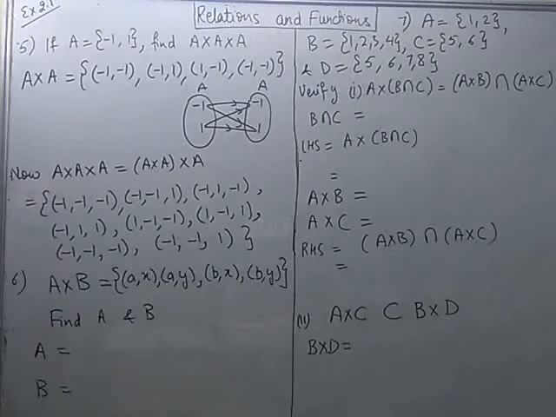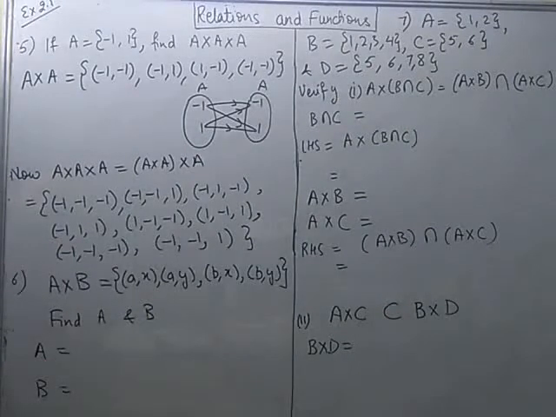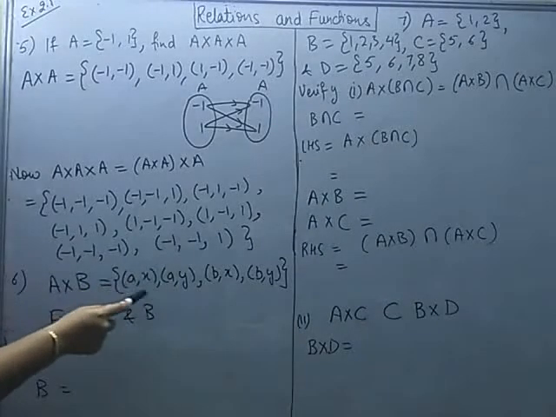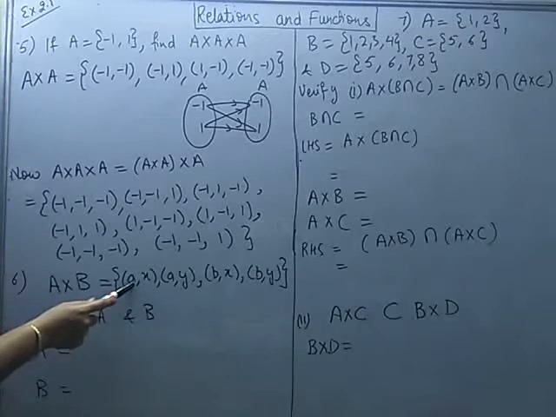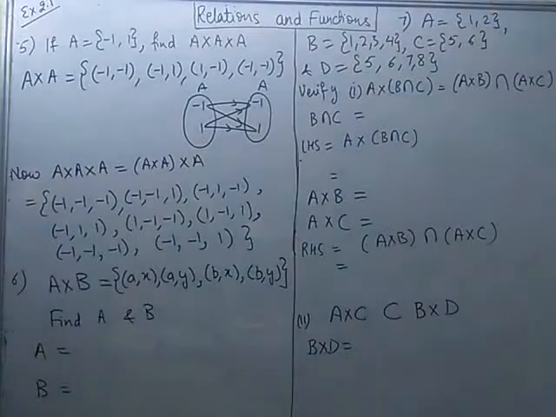Now the sixth one: A cross B is given to us, the Cartesian product of A and B. They are asking you to find the sets A and B. So we will look at the elements of A cross B, and from there we will try to define what A is and what B is. If you recall the definition of Cartesian product, it contains ordered pairs where the first element of the ordered pair belongs to the first set and the second element belongs to the second set.